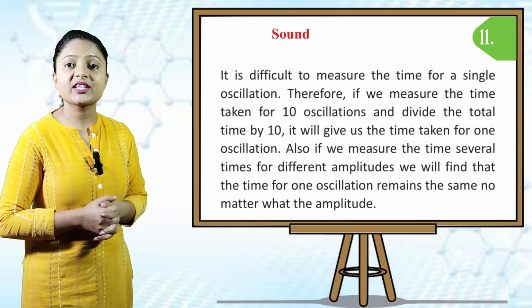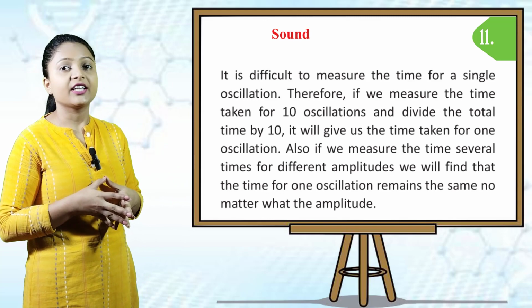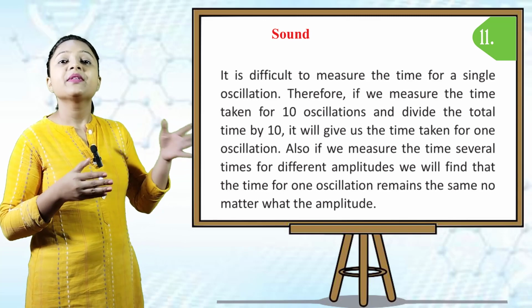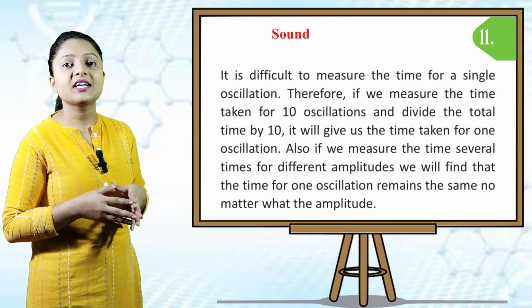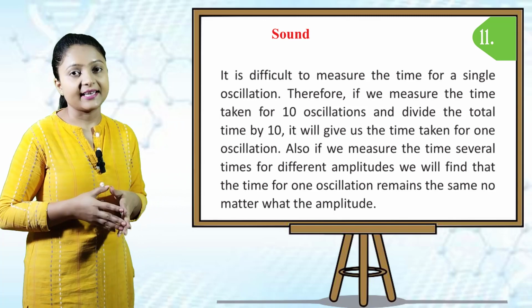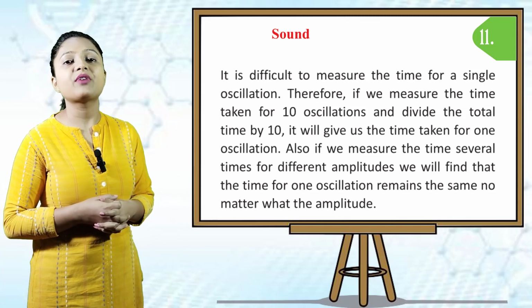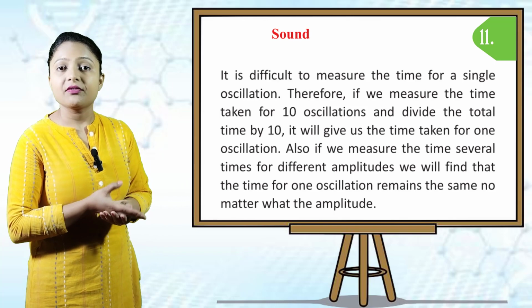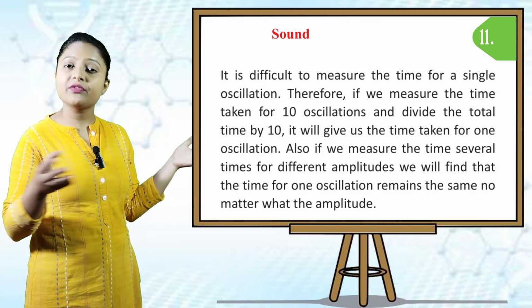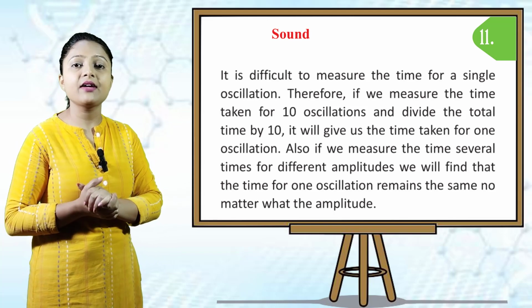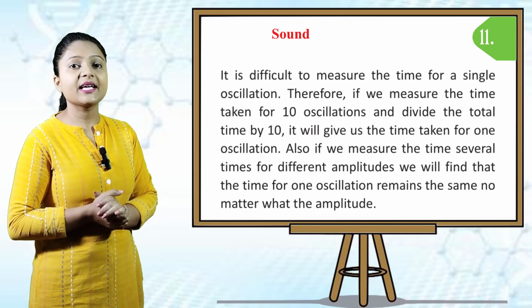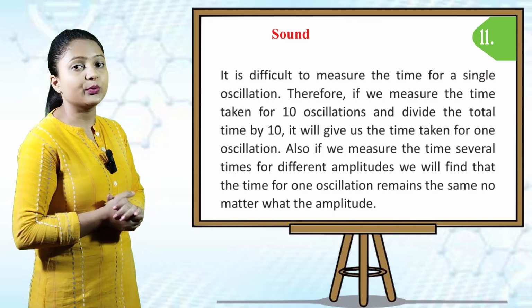It is difficult to measure the time for a single oscillation. Therefore, we measure the time taken for 10 oscillations and divide the total time by 10. It will give us the time taken for one oscillation. Also, if we measure the time several times for different amplitudes, we will find that the time for one oscillation remains the same no matter what the amplitude.